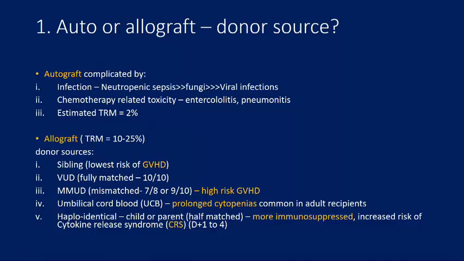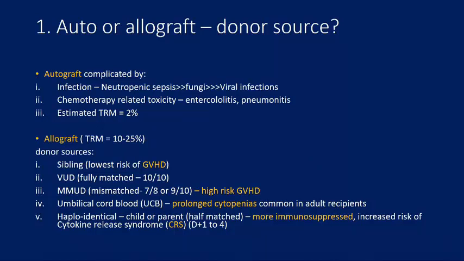Chemotherapy-related toxicities are very common, so enterocolitis and pneumonitis, and the treatment-related mortality is quite low, while an allogeneic stem cell transplant has a higher risk of death, in the order of 10 to 25%, despite all effective measures. And the donor source can give a bit of a clue to what that risk of graft versus host disease might be. A sibling has the lowest risk, a mismatched unrelated donor the highest risk.